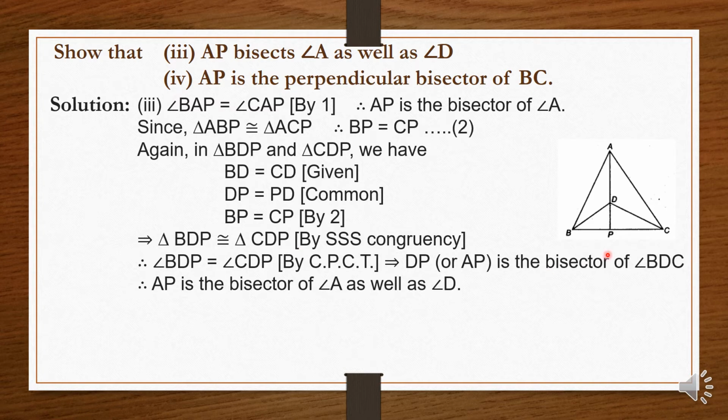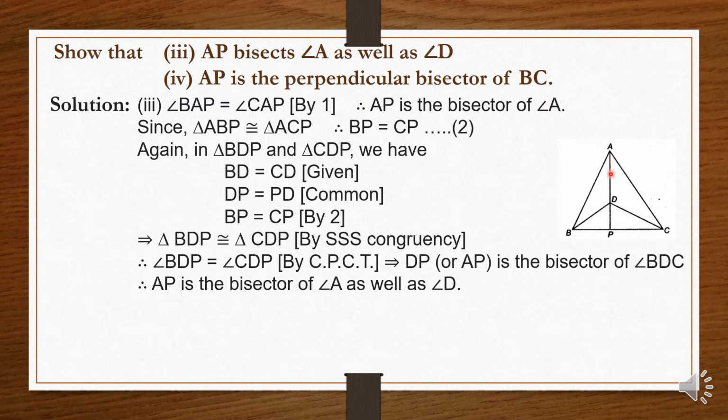Therefore, by CPCT we can say that angle BDP is equal to angle CDP, and hence we can say that AP is bisecting angle BDC. Hence, we can say as a whole that AP is bisecting angle A and AP is also bisecting angle D. The fourth part says that AP is the perpendicular bisector of BC.